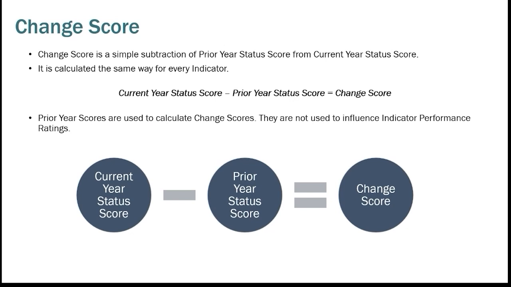We just need to subtract prior year status score from the current year status score. You can see the formula here on the screen shows that calculation. Current year status score minus prior year status score equals change score. And although basic, this calculation is important because this is the process we'll use to calculate change for each indicator. Now, something to note here is that while we use the prior year scores to help us calculate change scores, prior year scores do not directly influence our indicator performance ratings. Their primary function is really to give us a benchmark or a point of comparison.